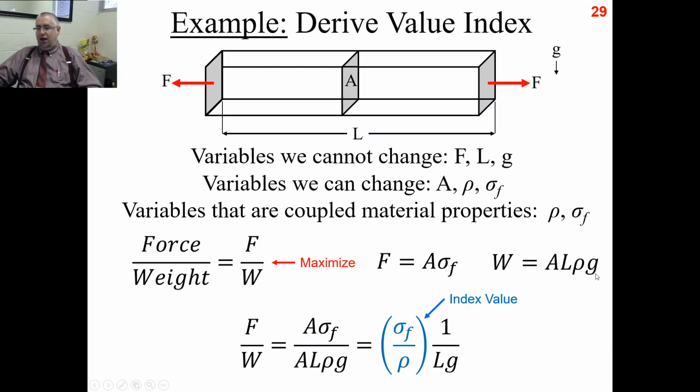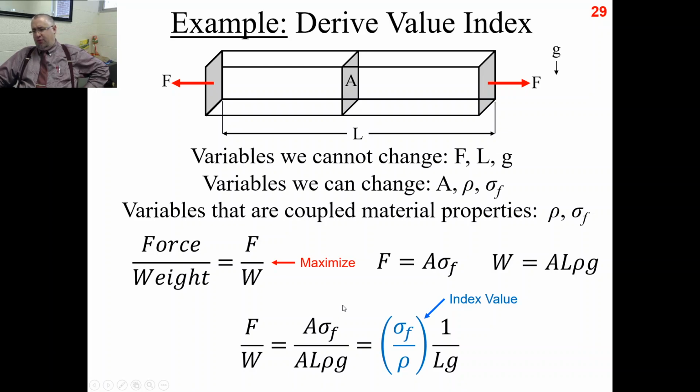And then G is the gravitational constant, which turns this from a mass into a weight, which is the parameter that I'm looking for. And so now that I've got these two expressions, I can plug them into my original force divided by weight ratio. So here I am plugging in the expression for force and the expression for weight. And lo and behold, the cross-sectional areas cancel out.